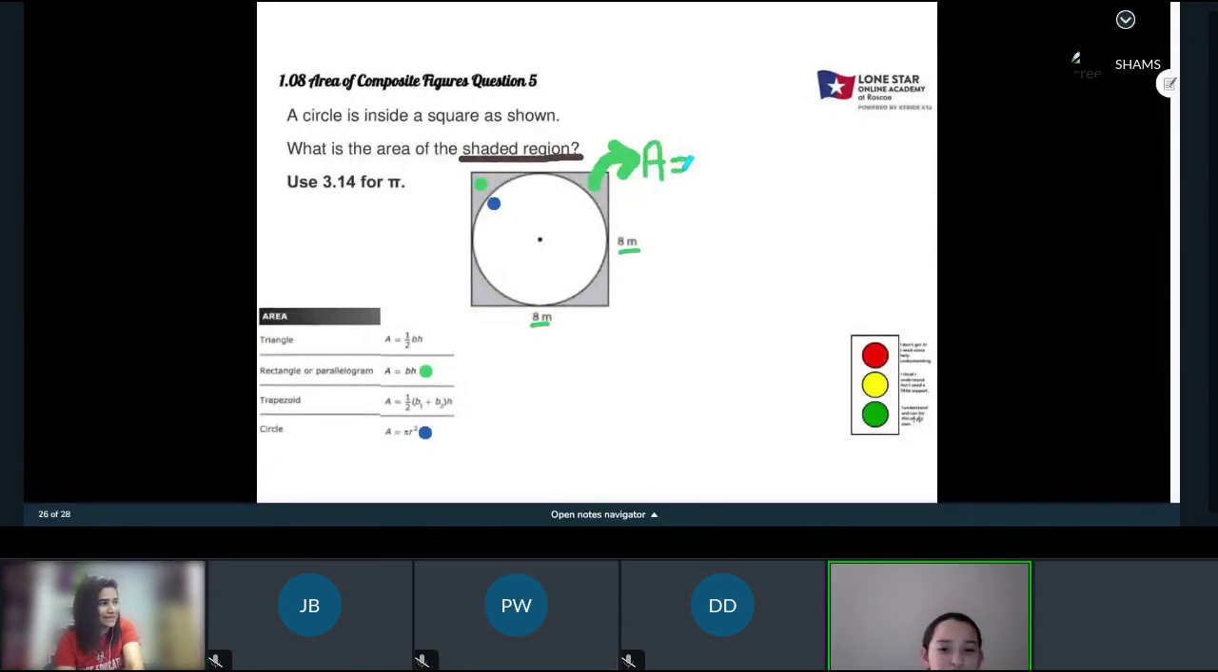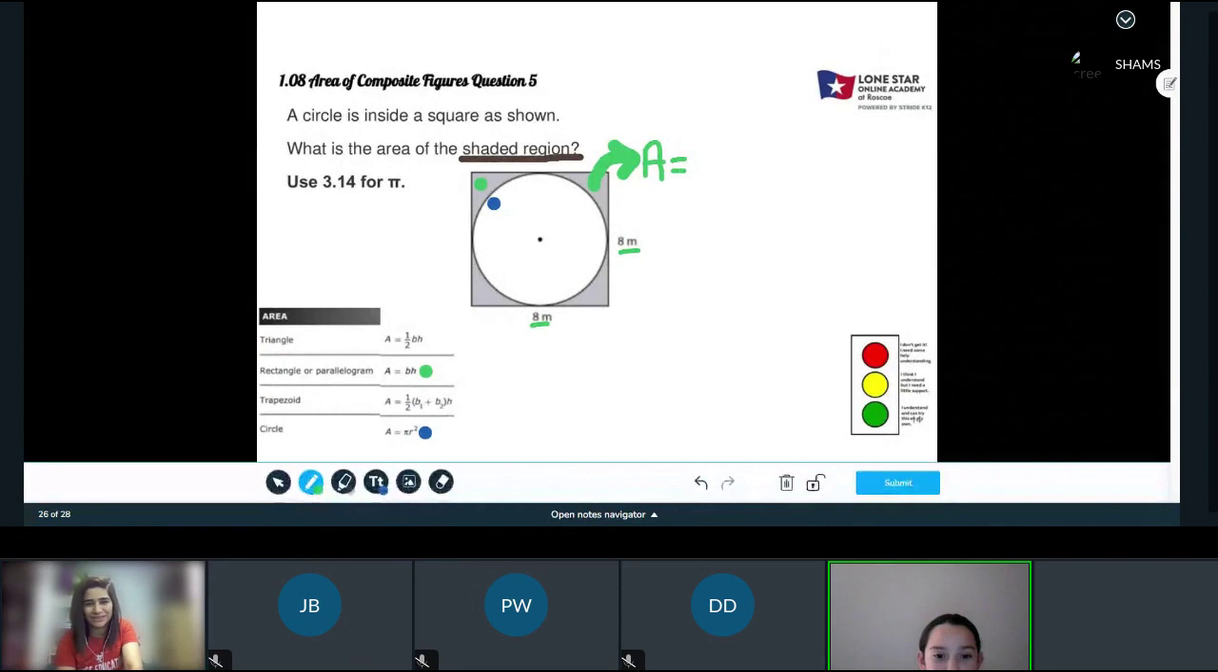Miss Syed, I'm confused. Which one? Why are you using the rectangle and parallelogram for the square? Square, parallelogram, rectangle, they all mean the same thing. But aren't you supposed to use A equals S squared? Yes. S squared is also the same formula and will also give me the same answer.